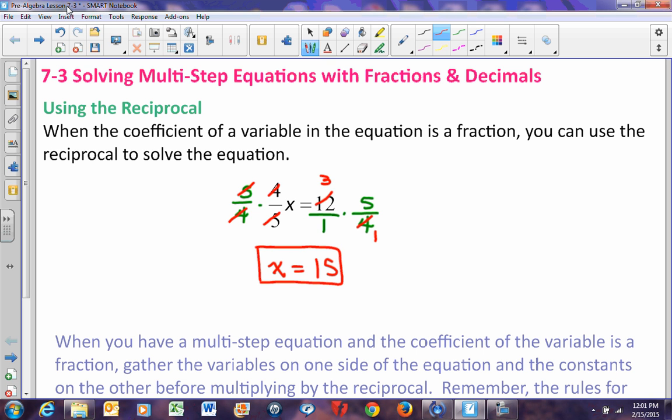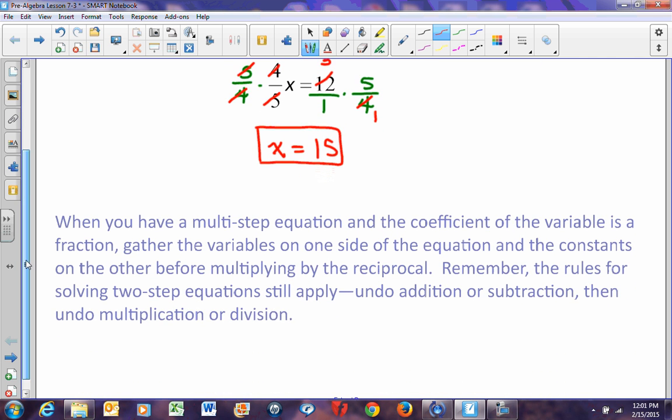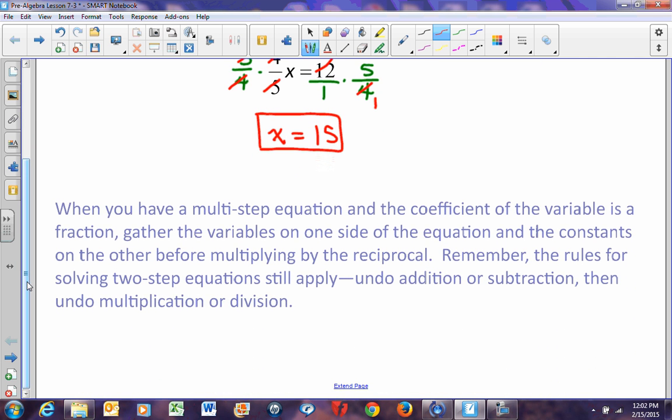We've done these types of problems in previous lessons. This is just a review, because what we're going to do is add a little bit to this. When you have a multi-step equation and the coefficient of the variable is a fraction, you want to make sure you gather all the variables on one side of the equation and all the constants on the other side of the equation prior to multiplying by the reciprocal.